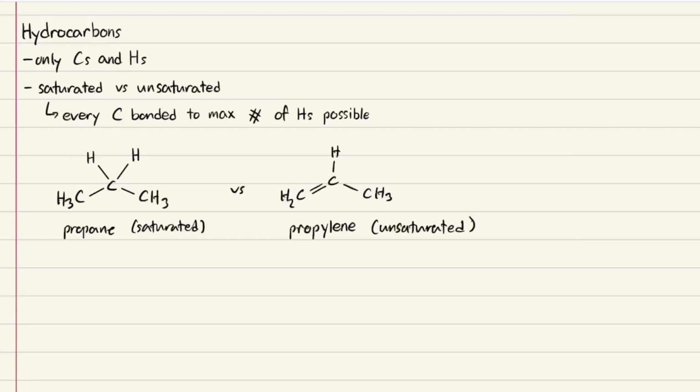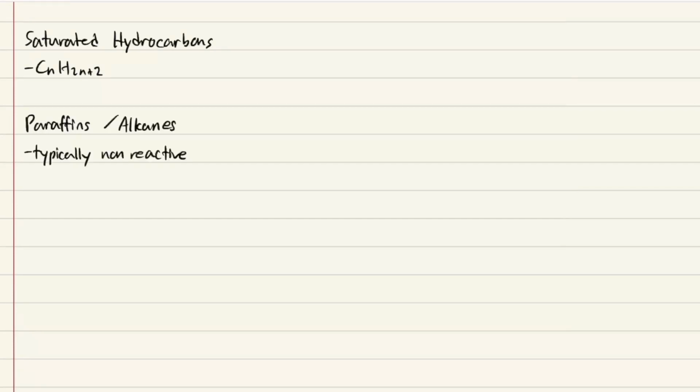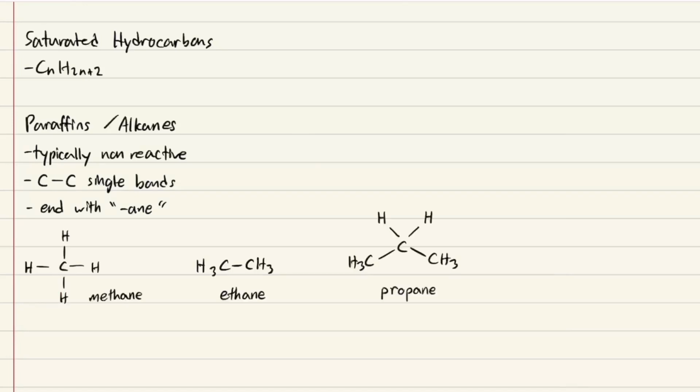In a fully saturated hydrocarbon, the number of carbons and hydrogens is related by the formula CnH2n+2. This class of hydrocarbons is referred to as paraffins, but is more commonly known as alkanes. Alkanes on their own are typically non-reactive and are characterized by having only single bonds between carbons. They are also denoted with the suffix -ane, as in methane, ethane, and propane.